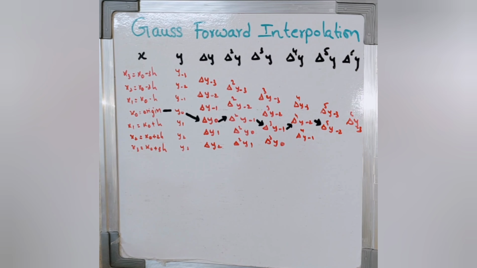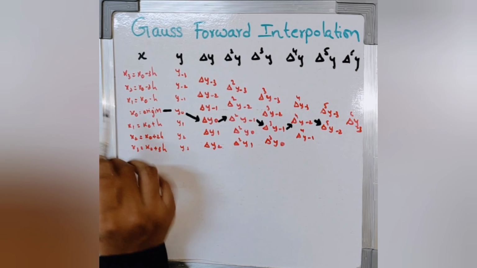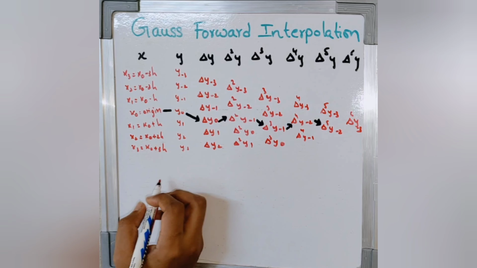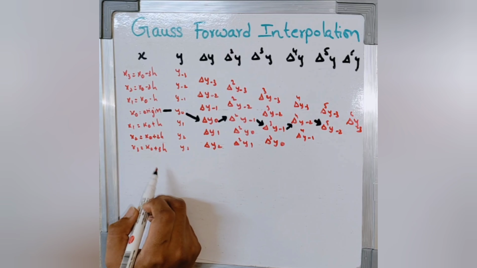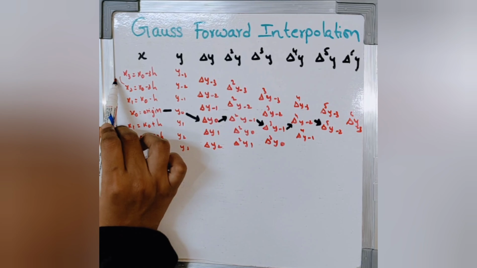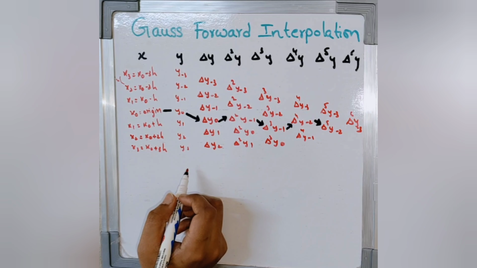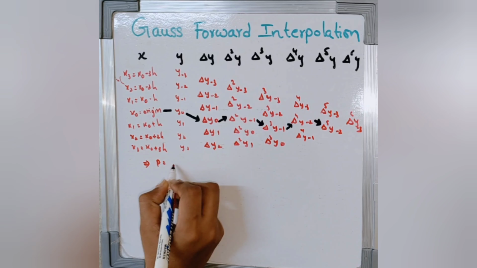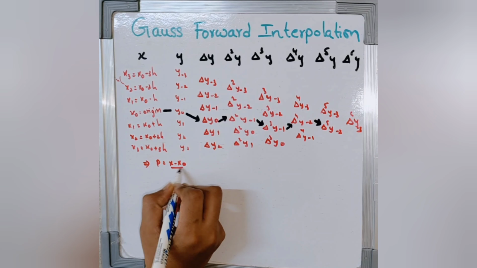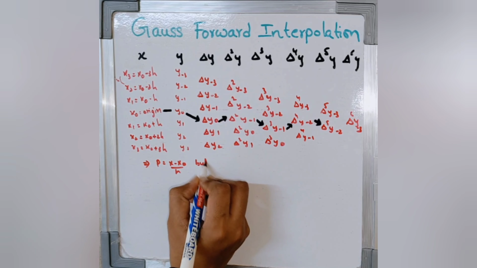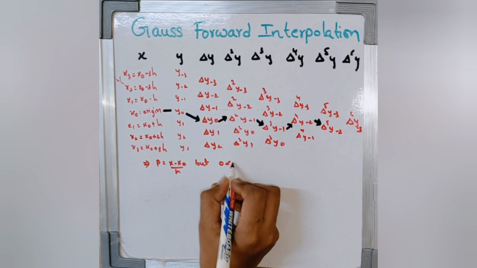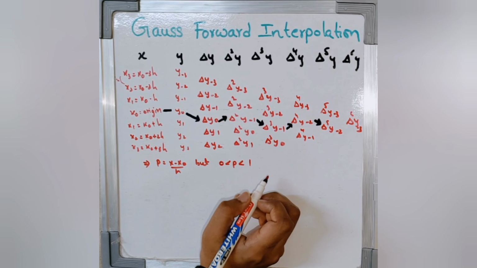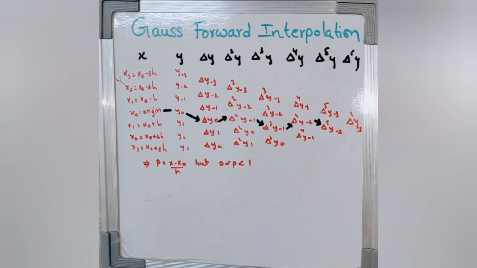So now here also we have to consider that the values of x are equally spaced and h is the difference between them. Okay. The h will be the difference between them so that they are equally spaced. And also the p value is x minus x0 by h, but the p value lies between 0 and 1 for the Gauss forward formula. Only for the Gauss forward formula. Okay.